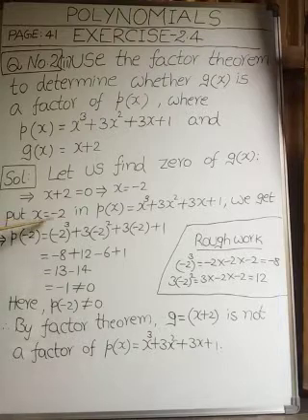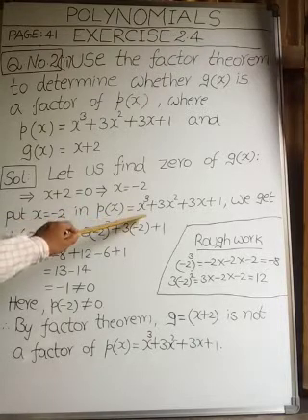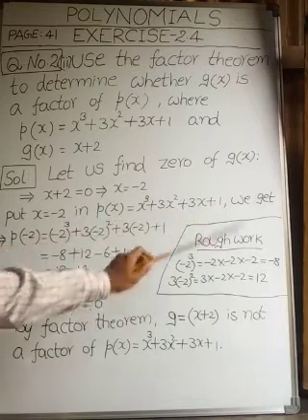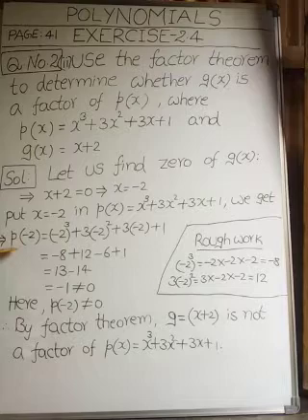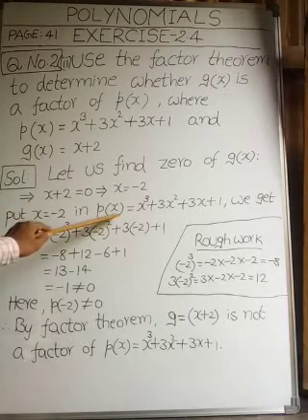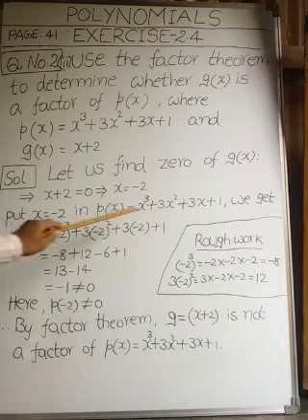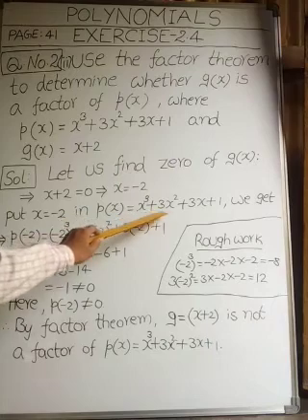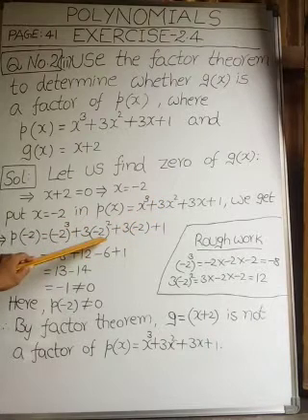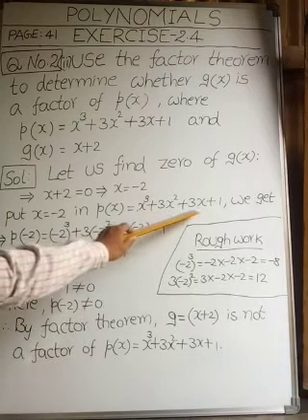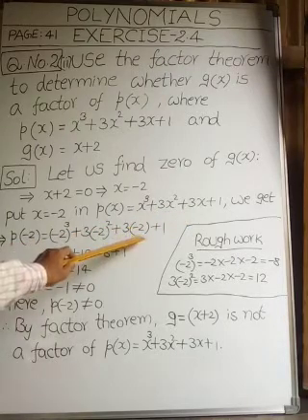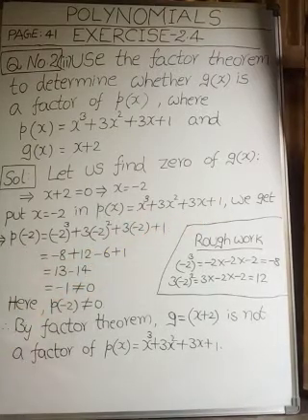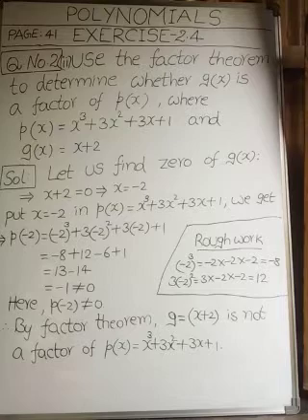Right. So put x is equal to minus 2 in p of x is equal to x cube plus 3x square plus 3x plus 1. Then we get this step. So p of minus 2 is equal to minus 2 whole cube plus 3 into minus 2 whole square plus 3 into minus 2 plus 1. Understood this step, my children? I just substituted x is equal to minus 2 in the polynomial p of x. Understood the step, my children?